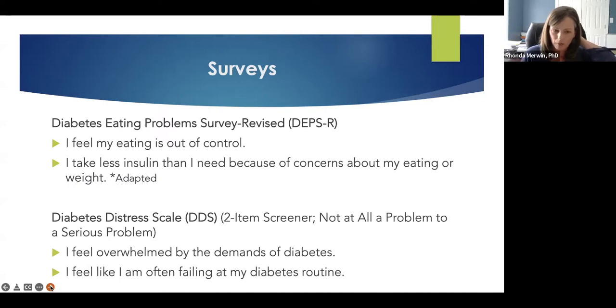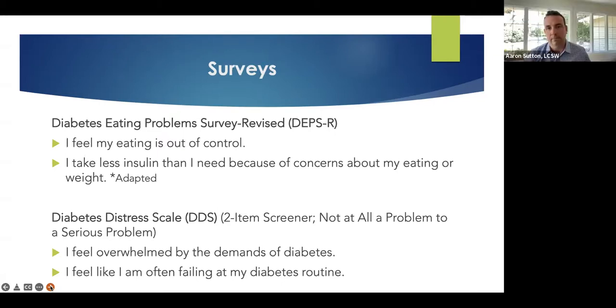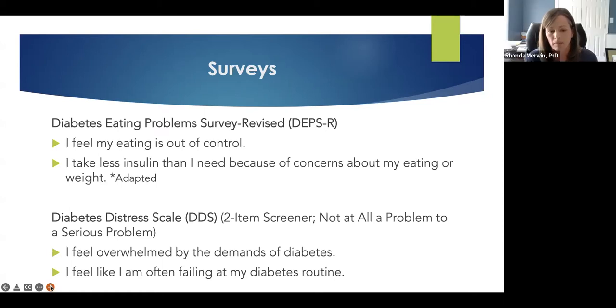The one below that, the diabetes distress scale, is a 2-item screener that's used, but there's a whole scale, and there's one for type 2 and one for type 1. This is just asking people if they feel overwhelmed by the demands of diabetes or like they're failing at their diabetes routine. Obviously, you're going to have people that will elevate that who do not have an eating disorder. But what we found is people that are slow to disclose an eating disorder, or have a lot more shame or secrecy around that, will be willing to disclose distress about their diabetes.